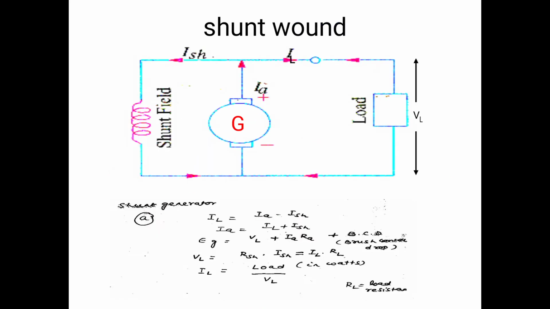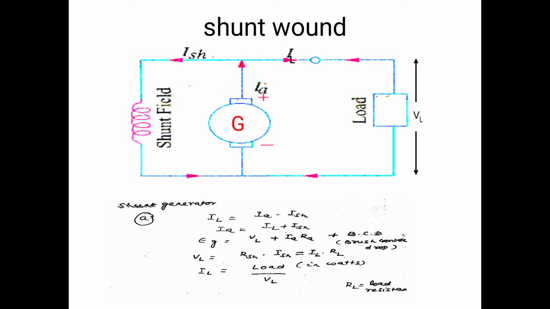Next, the shunt wound DC generator. Here the armature winding and field winding are connected in parallel. This is the field winding and this is the armature winding. Both ends are connected. Next, across the armature winding we connect the load. The current supplied by the armature equals IA, the current flowing through the shunt field winding equals ISH, and the current flowing through the load equals IL. The voltage across the load equals VL.